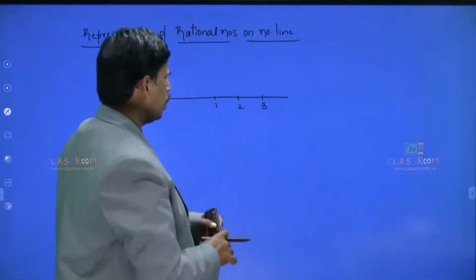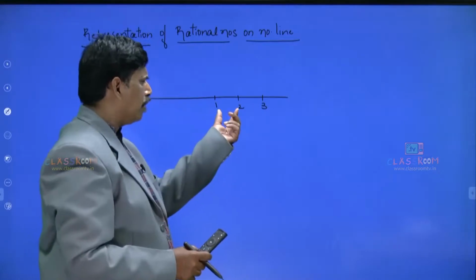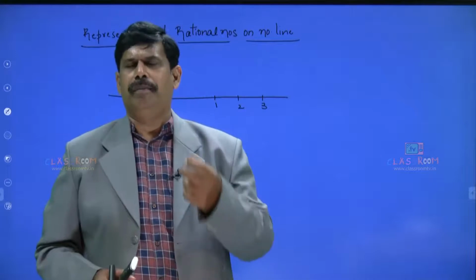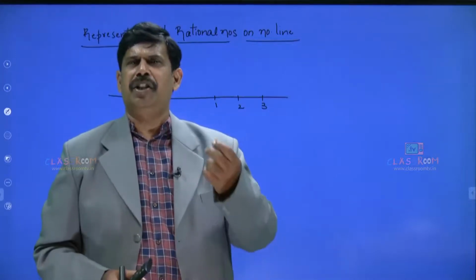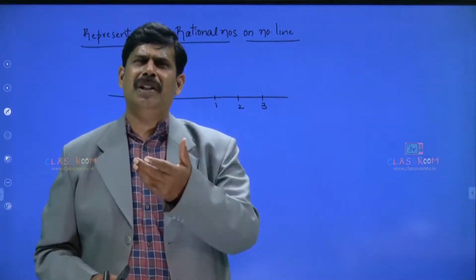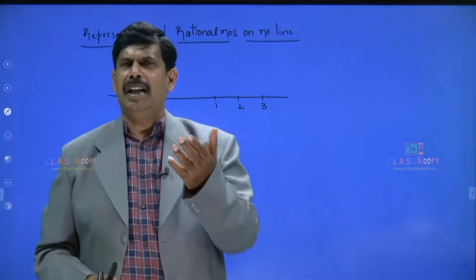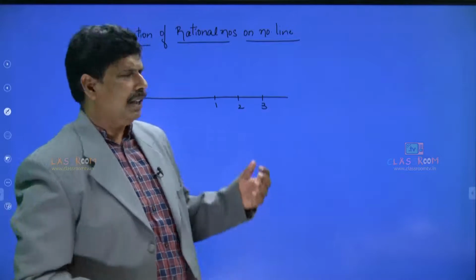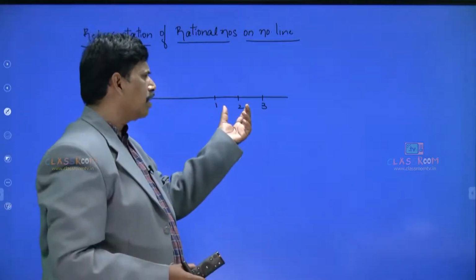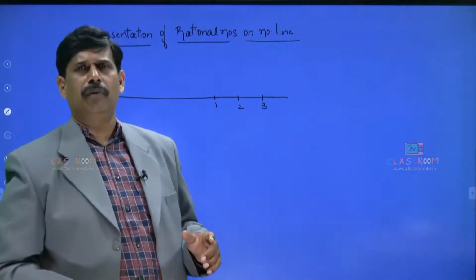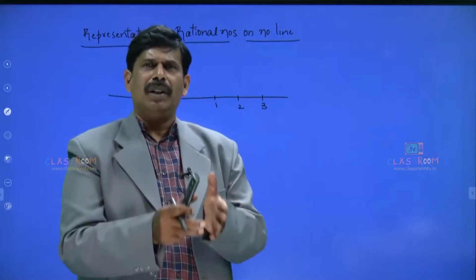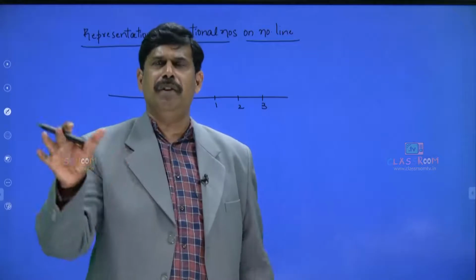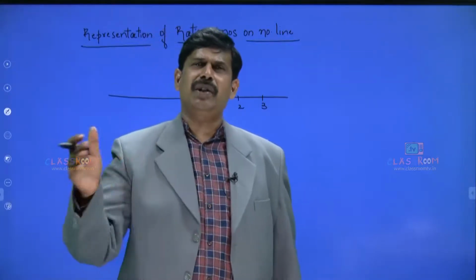Now what is important here, children? The spacing between the numbers must be uniform. If it is a normal scale, like 1 centimeter is divided into 10 millimeters, here the spacing between the numbers should be uniform. Whatever the space from 1 to 2, the same space must be given from 2 to 3 also. It should be uniform. So now it is a natural number line.